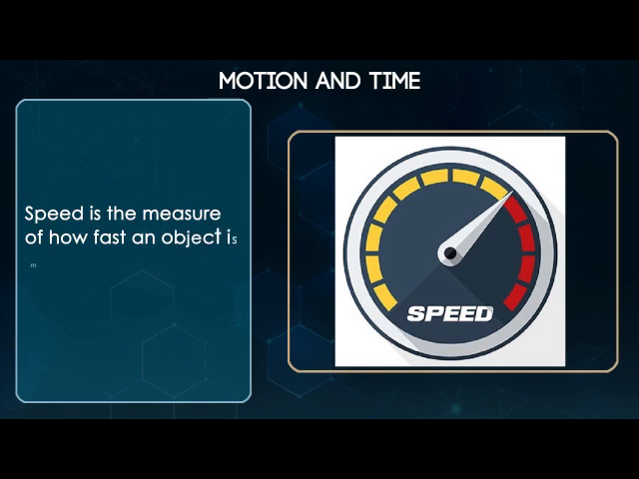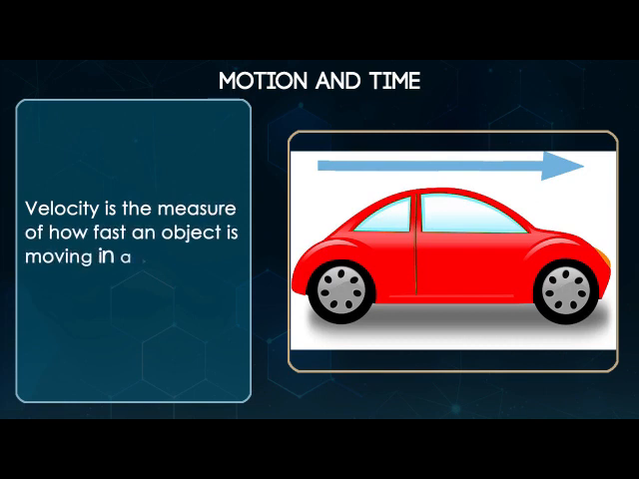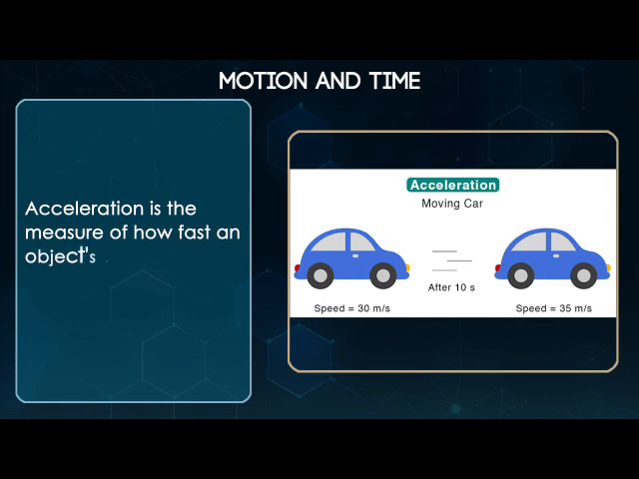Speed is the measure of how fast an object is moving. Velocity is the measure of how fast an object is moving in a particular direction. Acceleration is the measure of how fast an object's velocity is changing.